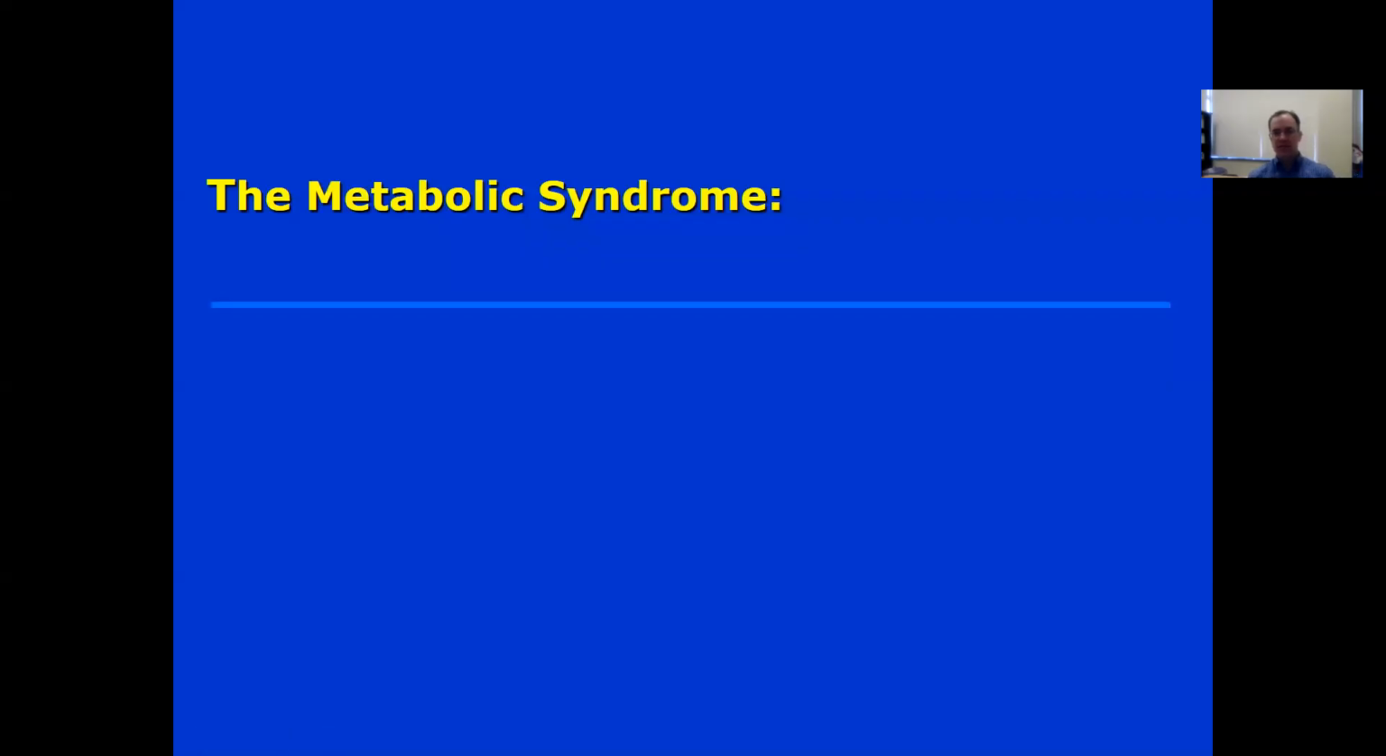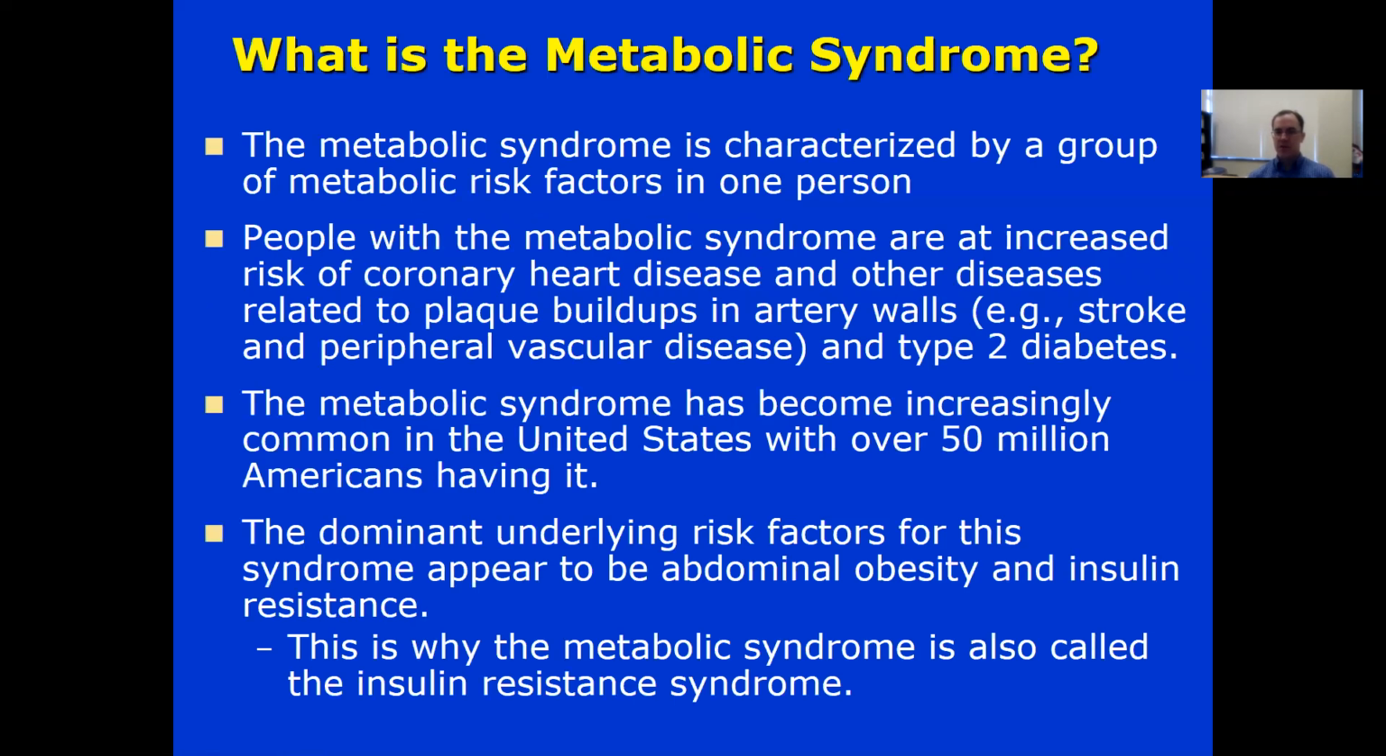All right, the next section in lesson 5 is the metabolic syndrome. You may have heard this in other classes, but we're bringing together a lot of the terms, symptoms, and disease risks that we've talked about previously. So the metabolic syndrome is characterized by a group of metabolic risk factors in one person.